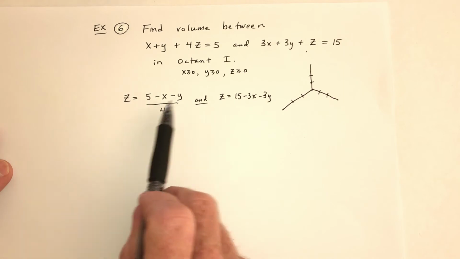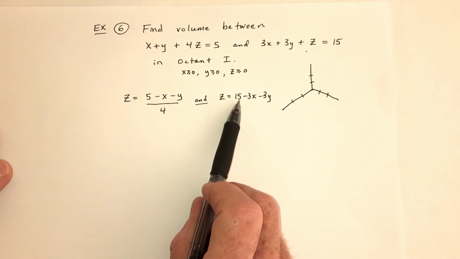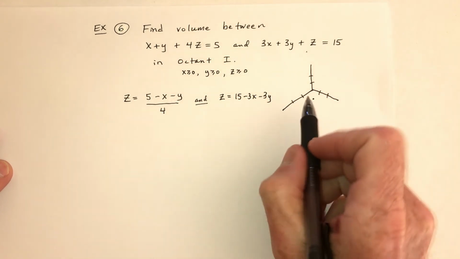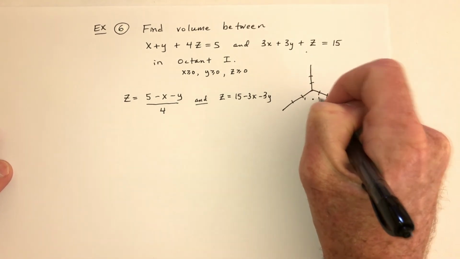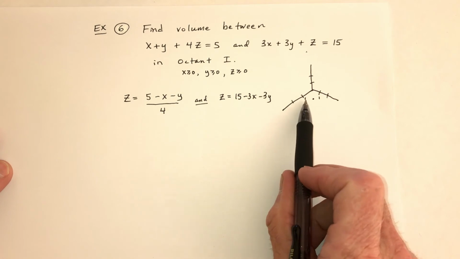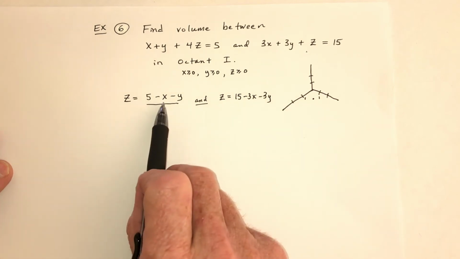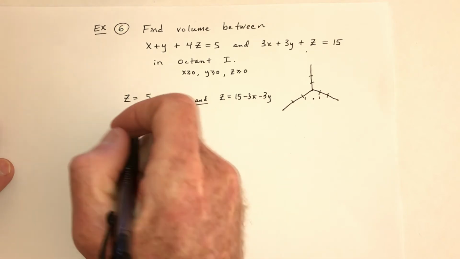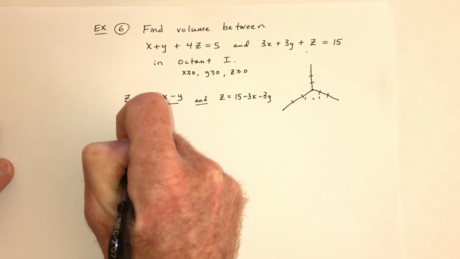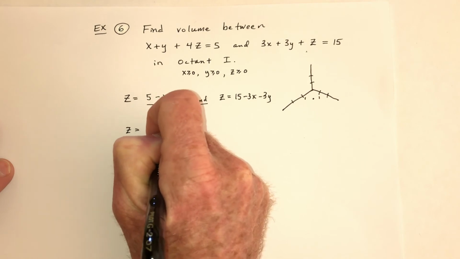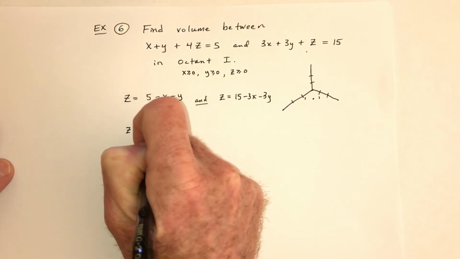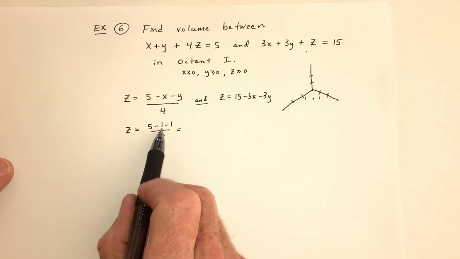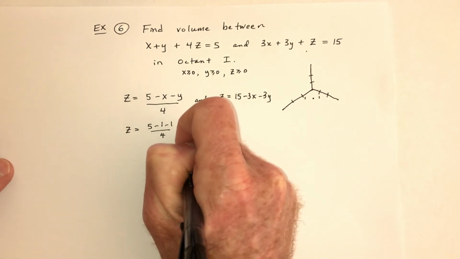Now, which one of these was the top plane? So let's say you go to this point right here, where x equals 1 and y equals 1. So just take that point, 1 and 1, plug it into each one, and see which one creates the bigger z value. So for this one, it would be z equals 5 minus 1 minus 1 over 4. So what's that? 5 minus 2, so that's 3/4.